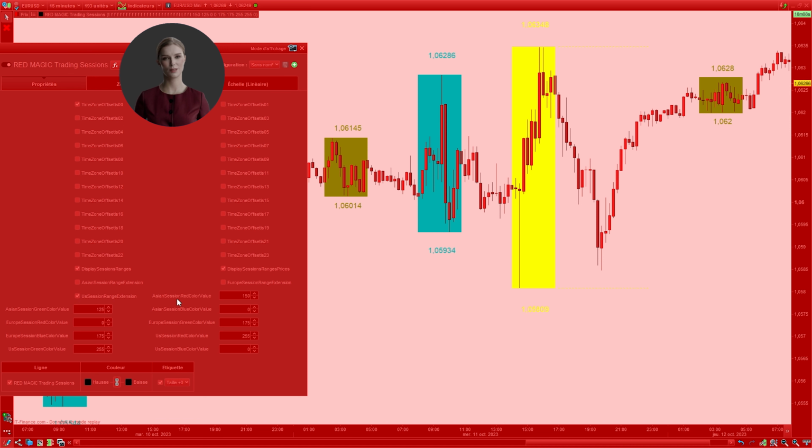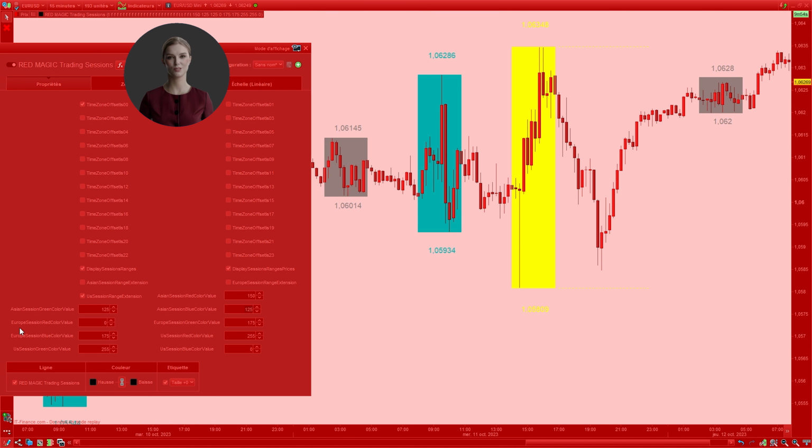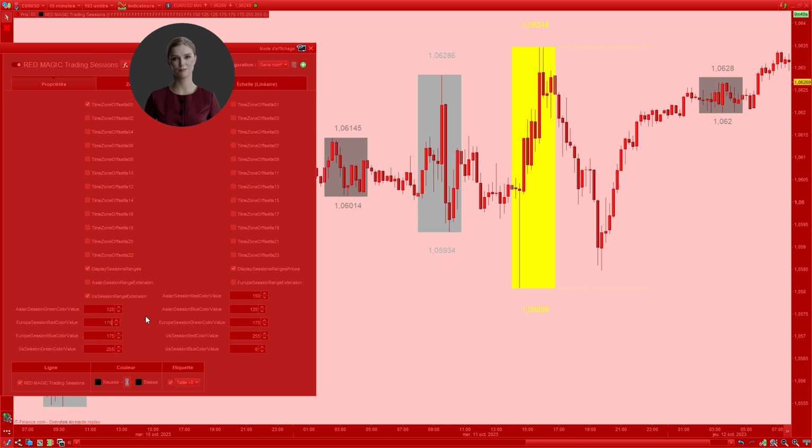In this example, I'm changing the color from green to medium gray, setting the Asian session red, green, and blue color value parameters to 150, 125, and 125. Here I'm changing the color from blue to light gray, setting the Europe session red, green, and blue color value parameters to 175, 175, and 175. In this last example, I'm changing the color from yellow to white, setting the US session red, green, and blue color value parameters to 255, 255, and 255.